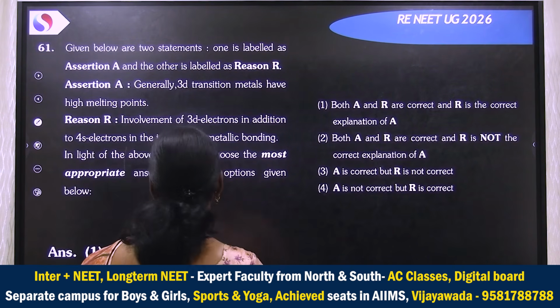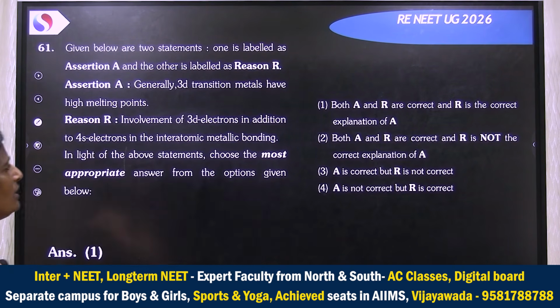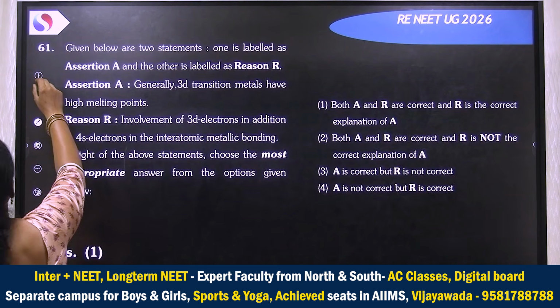So option 1 is correct. Both assertion and reason are correct, and R is the explanation of A. So next we move on to the second question.